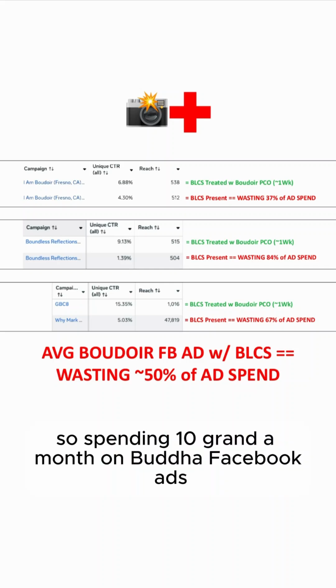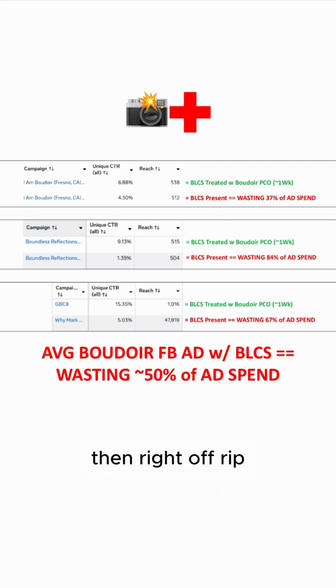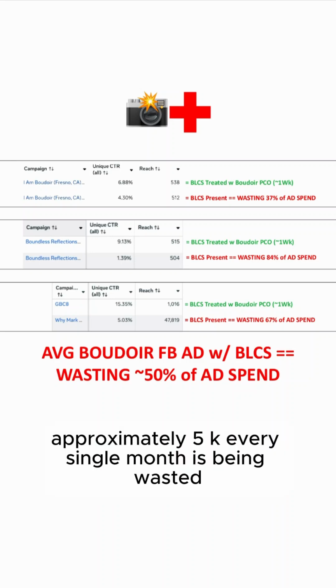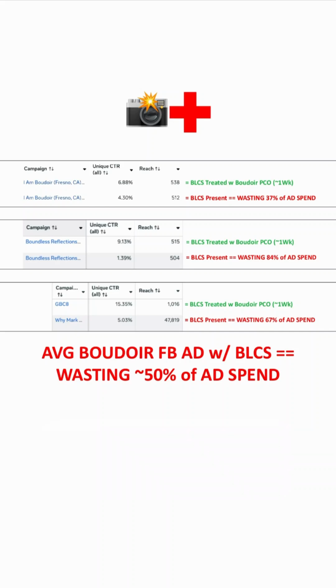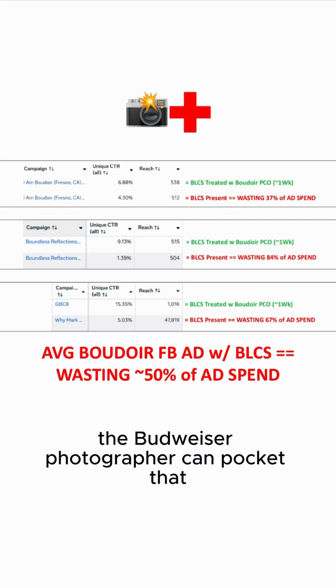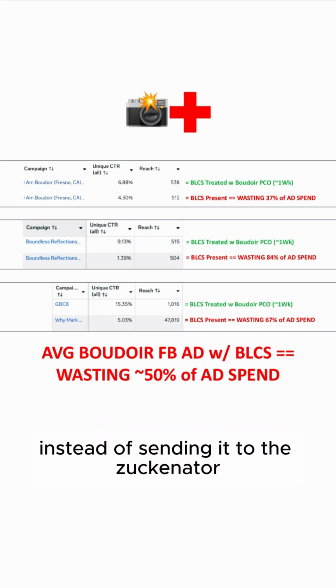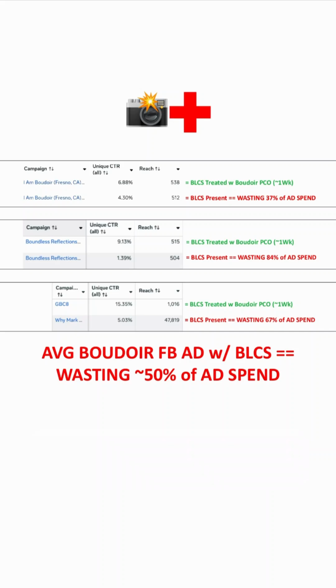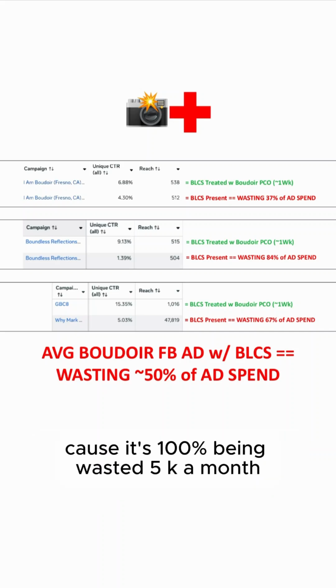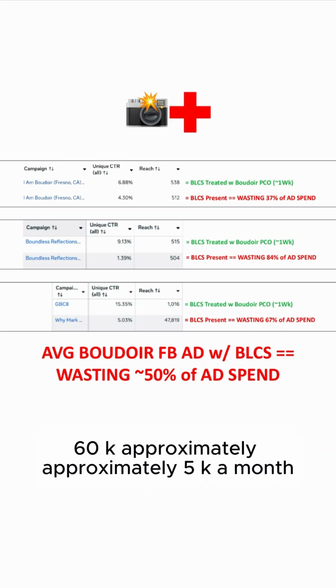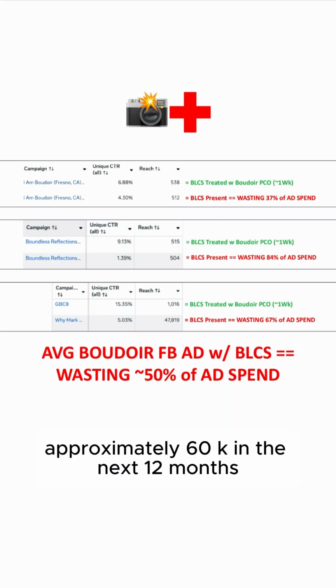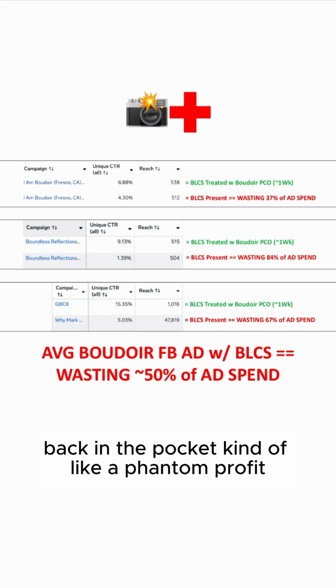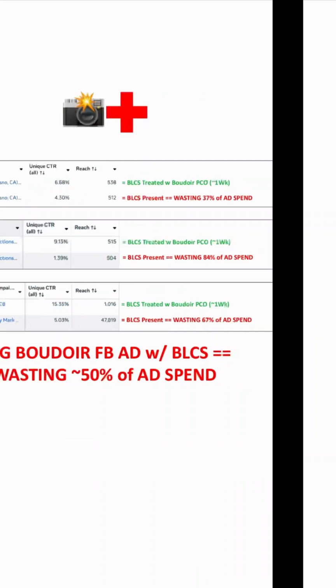So, spending 10 grand a month on Boudoir Facebook ads, then right off the rip, approximately 5K every single month is being wasted. And as a result, we can eliminate that. The Boudoir photographer can pocket that instead of sending it to the Zuckinator and getting zero out of it because it's 100% being wasted. Approximately 5K a month, approximately 60K in the next 12 months. Back in the pocket, kind of like a phantom profit, Boudoir Pico profit.